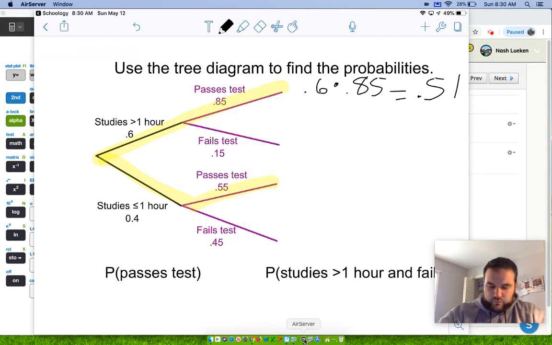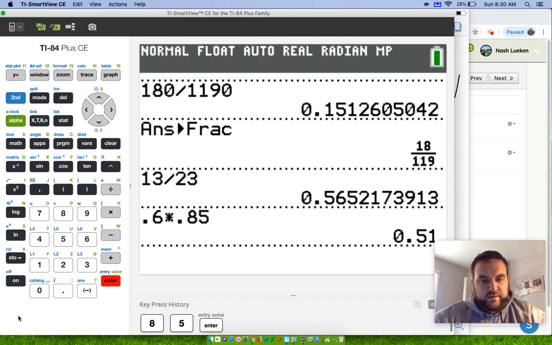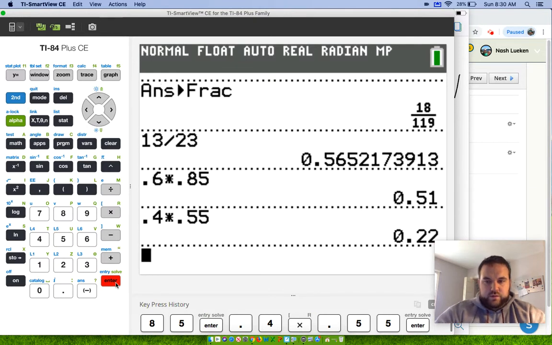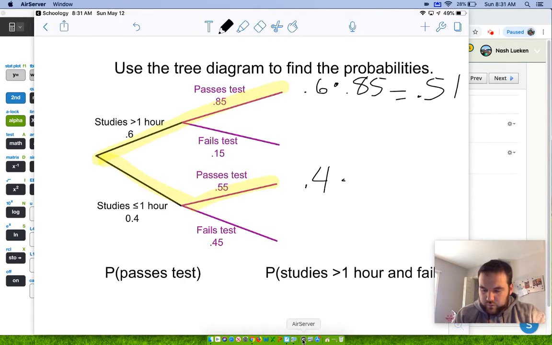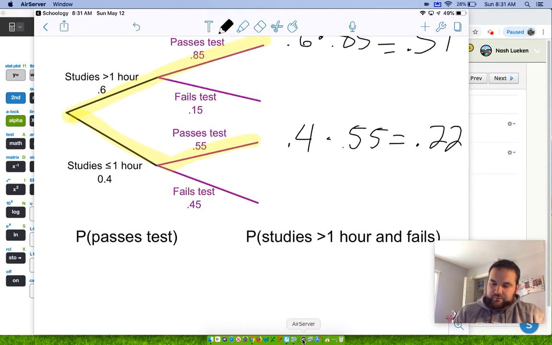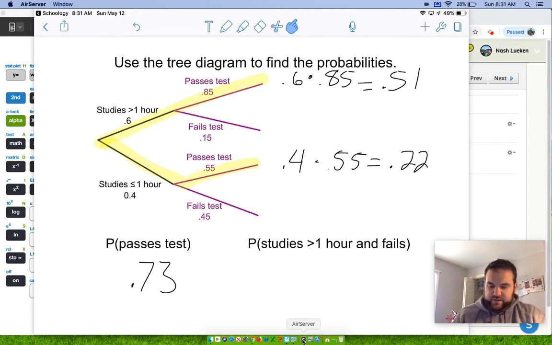And then what if they study less than an hour but still pass the test? That is 0.4 times 0.55, which is 0.22. And then I'm going to add those up. So 0.51 plus 0.22, there's a 73% chance that I pick someone who passed the test.